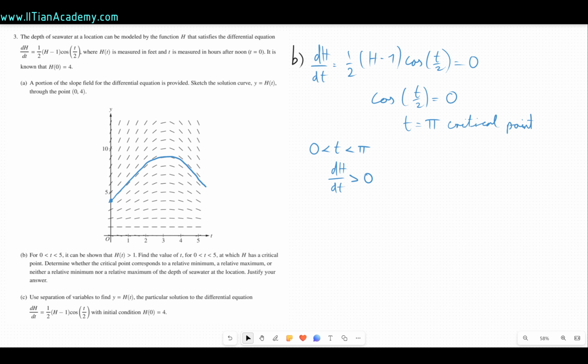And what we know is that after pi, so on the interval pi to 5, our slope is going to be negative. We can see pi is somewhere over here, so here we're going to have a negative slope. We could also see this from the function itself, considering where cosine is positive and where it's negative. And therefore, if we have a point at pi, before pi the slope is positive, which means the function is increasing. After pi the slope is negative, which means it's decreasing, which means it must have a local maximum point. Therefore this point is a maximum.